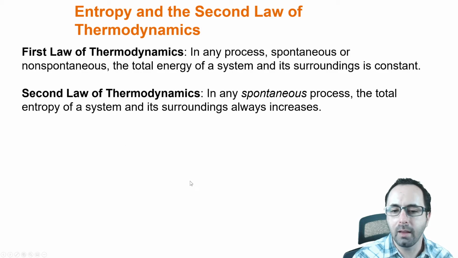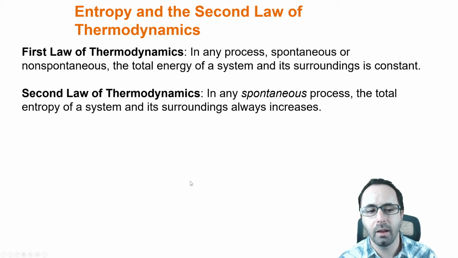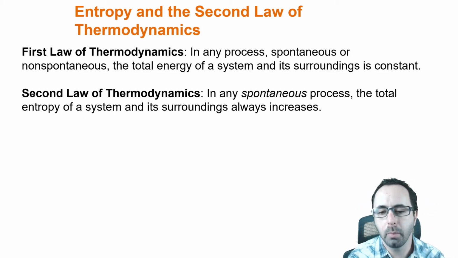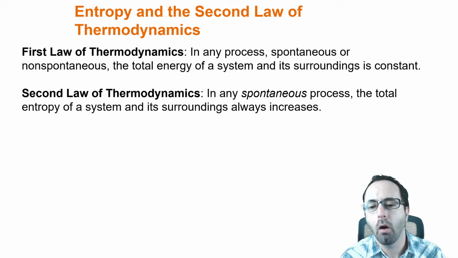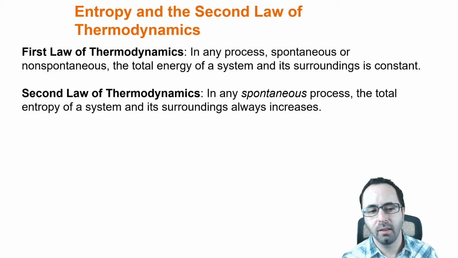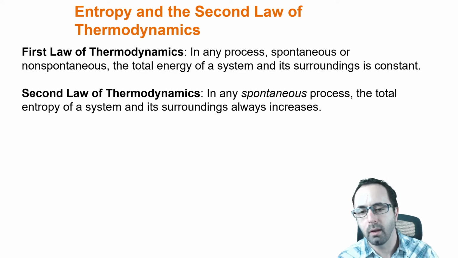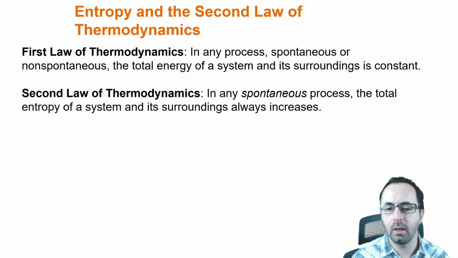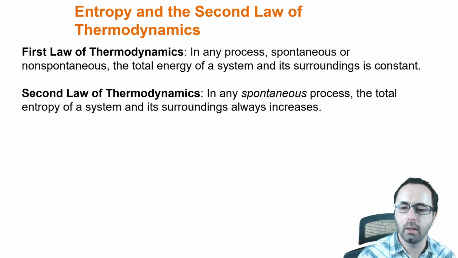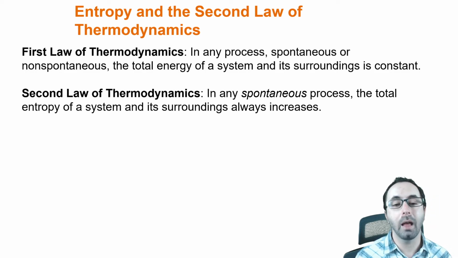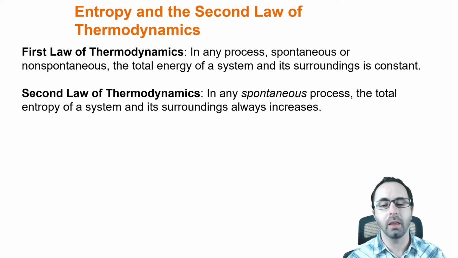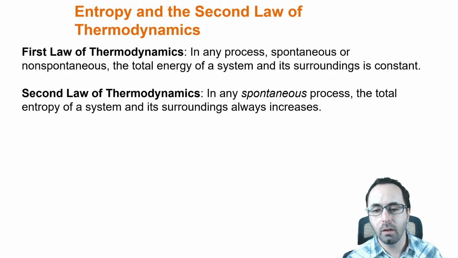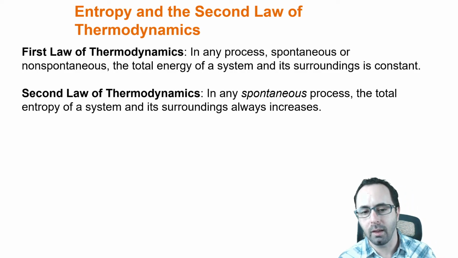And then also the second law of thermodynamics: in any spontaneous process, the total entropy of a system and its surroundings always increases. This is the important one. This is going to be what tells us what reactions are spontaneous and what reactions aren't. Spontaneous reactions are those in which entropy is increasing for both the system and the surroundings. This is often called the universe. In the universe, entropy is always increasing.